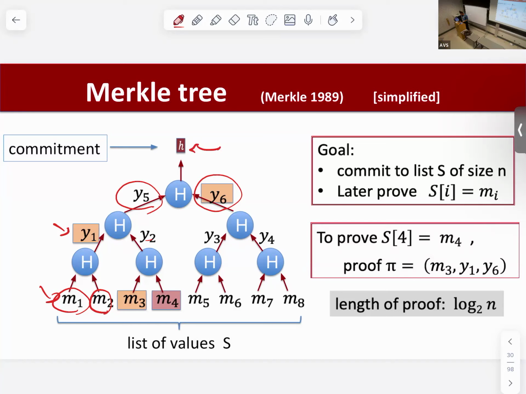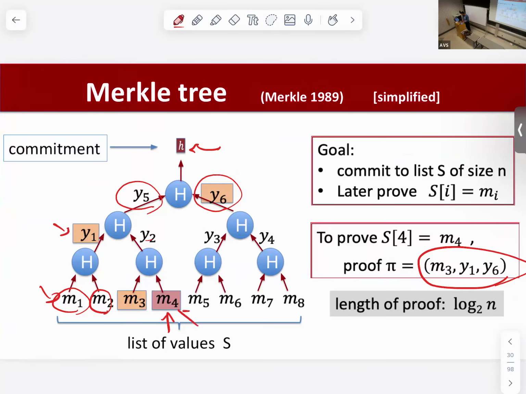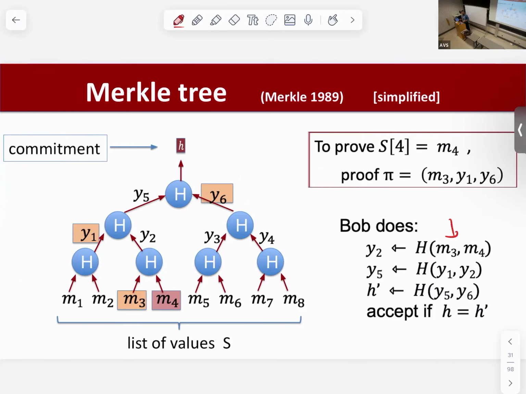Okay, so in order to now, for example, prove that m4 was indeed part of this list, we're going to provide this proof: m3, y1, and y6. So this is the proof that we're going to provide. So Alice wants to prove that m4 was part of this blockchain. What she does is provide m4, m3, y1, and y6 to Bob and say, these are the values, now go figure out whether I'm lying or not. What Bob is going to do is compute the hash of m3 and m4, and he's going to get y2. Then he already got y1 from Alice.